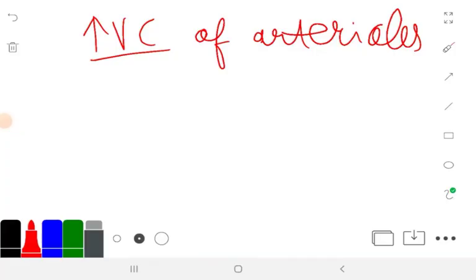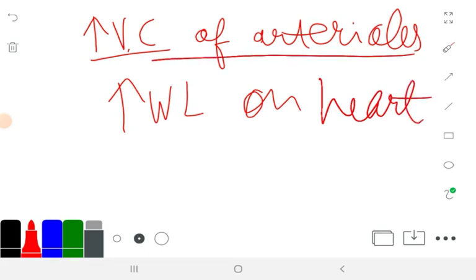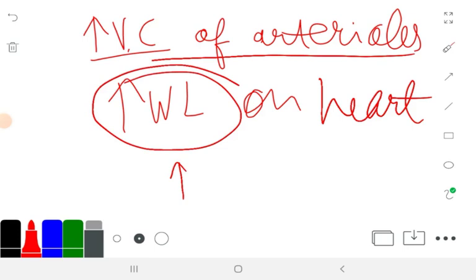Vasoconstriction of arterioles increases afterload, and that of venules increases preload, resulting in increased workload on the heart. So further cardiac remodeling is responsible for increased mortality, increased death rate, in CHF.